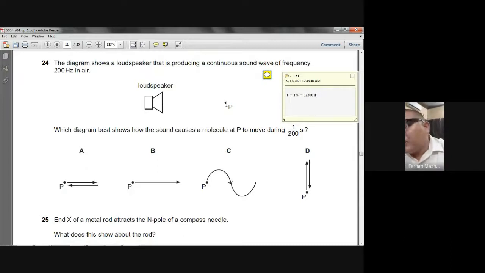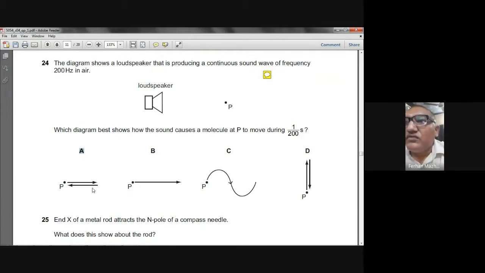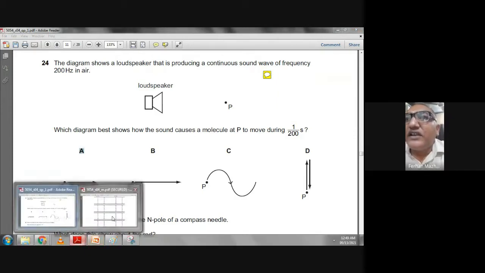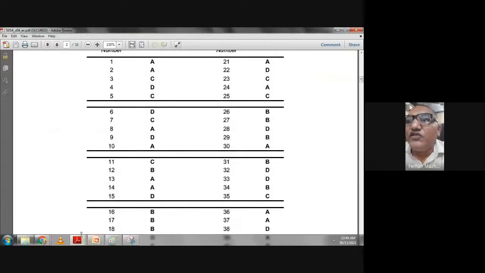So this particle is supposed to move from right to left. Okay, so it will vibrate right to left. So I think A is the right choice. Okay, so let's check question number 24. A is the right choice.